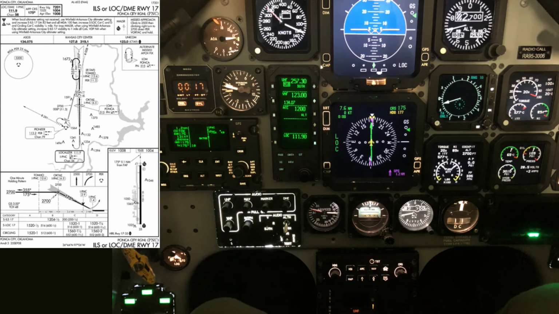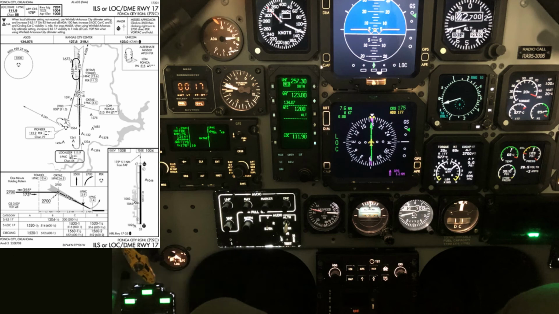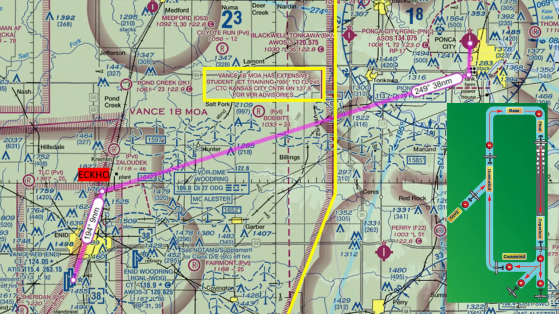If you happen to be circling to 3-5 due to winds, your radio call could sound something like, "Ponca City traffic, T6 Texan 2, 8 miles north of the airfield, will be entering the left downwind for runway 35, Ponca City." To depart Ponca City, fly runway heading or at a 45-degree angle towards the traffic pattern. Once above 1500 feet AGL, turn on course and continue climb to an appropriate VFR altitude.